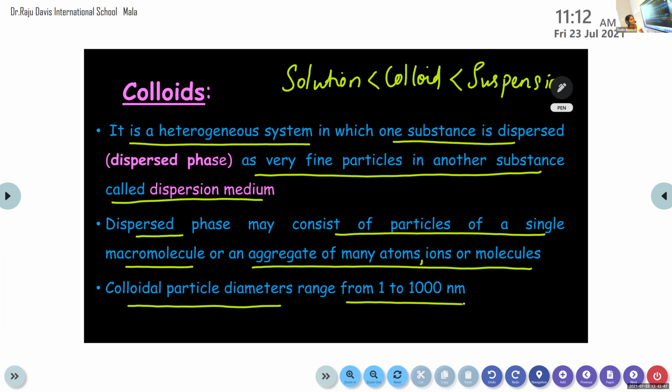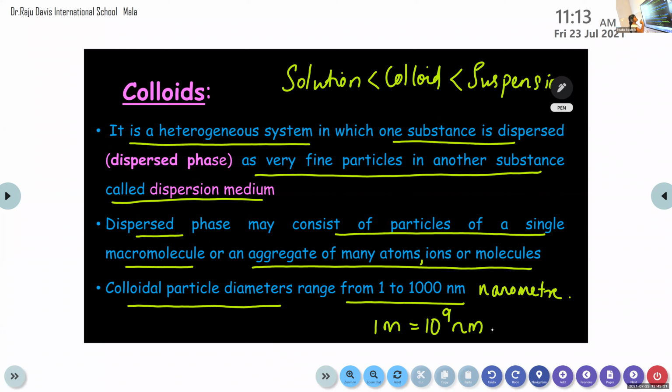What is this nm? Which unit is this? Nanometer. Very good. So here the colloidal particle has a diameter range from 1 to 1000 nanometer. That means too small. This 1 meter is equal to 10 raised to 9 nanometer. So the particle size is too small here.